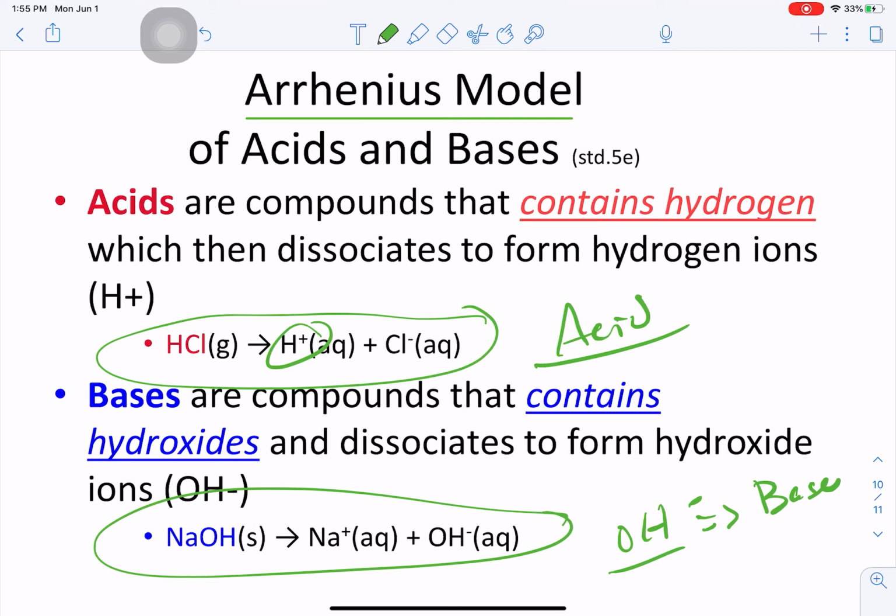Okay, and we're going to work with Arrhenius models in the next PowerPoint presentation when we talk about strong acids and bases, and that's going to be our last concept for the year. Okay, but we don't have to worry about those for the quiz on Wednesday.